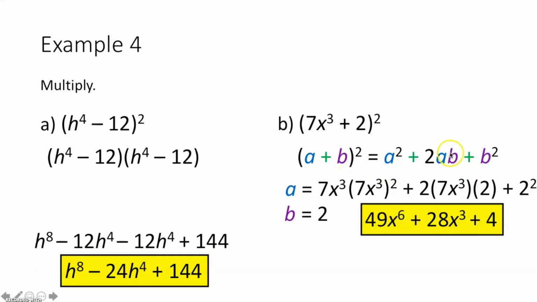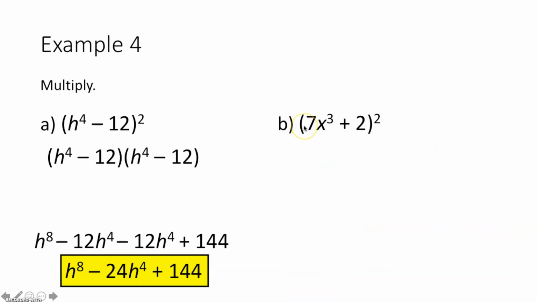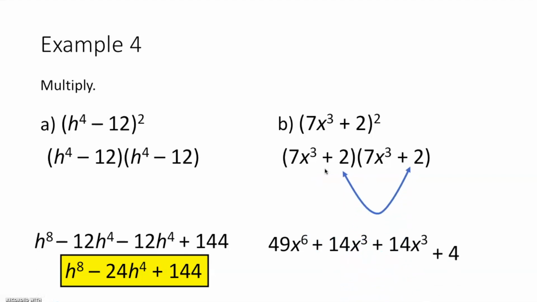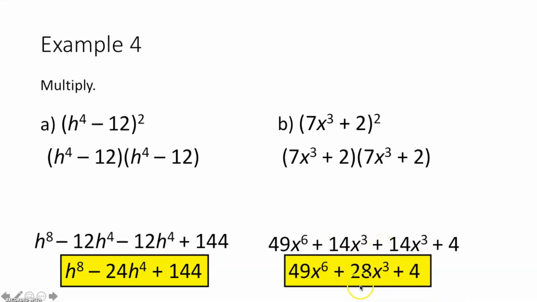Let's say you forgot this formula. Just change this to 7x cubed plus 2 times 7x cubed plus 2. You could then FOIL that out. If you multiply the first terms together, the outer terms together, the inner terms together, and the last terms together, and then combine the two middle terms, the like terms, you get 28x to the third power, which is the exact same thing that we got with our shortcut.